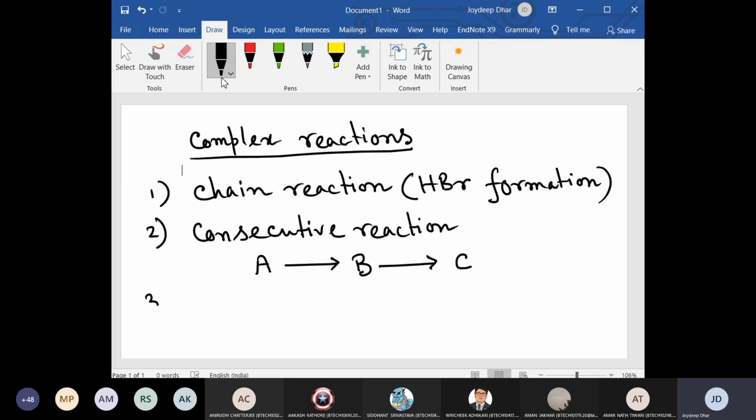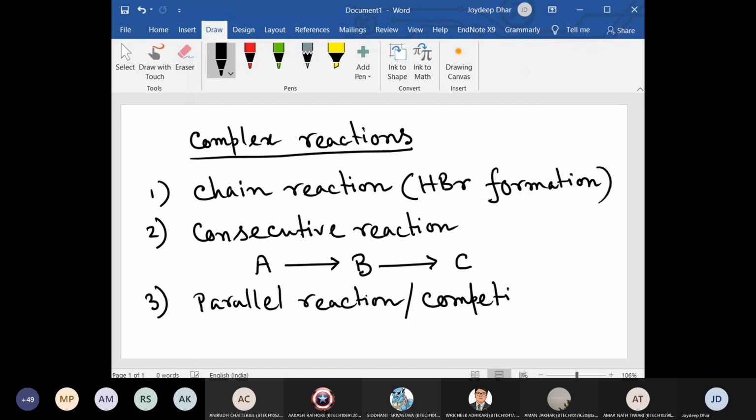And the third type is parallel reaction. Parallel reaction, you have seen by another name also, competing reaction. So parallel reaction or competing reaction.